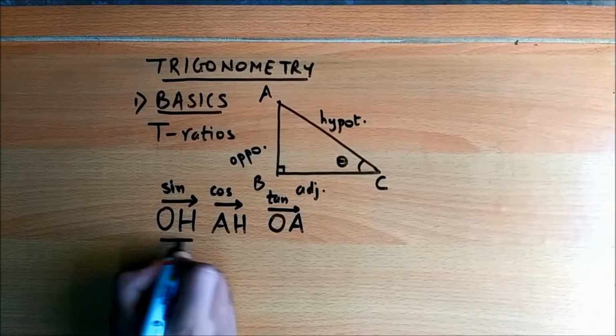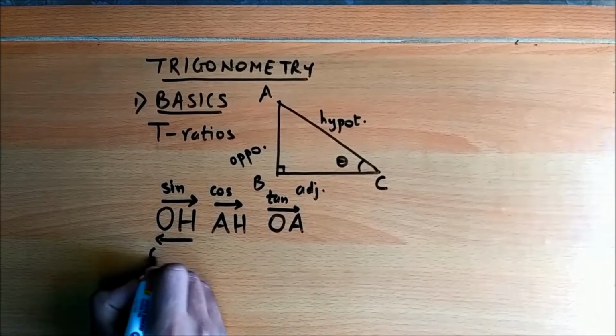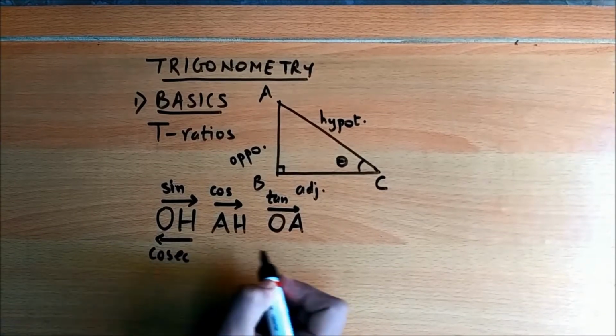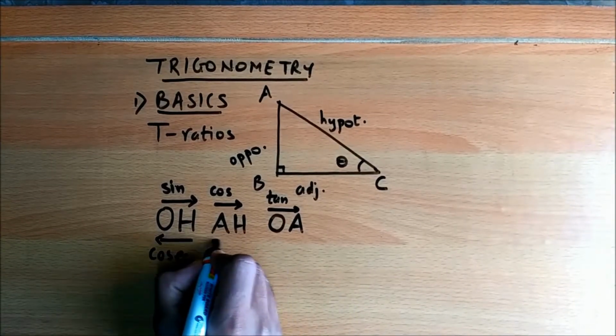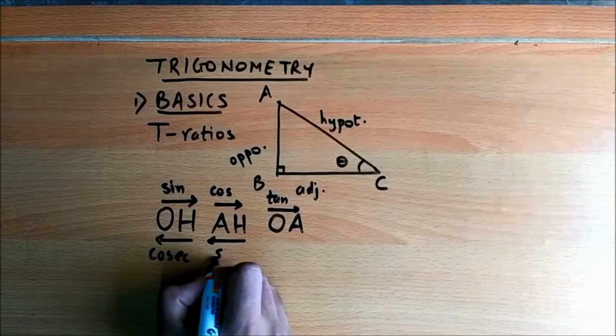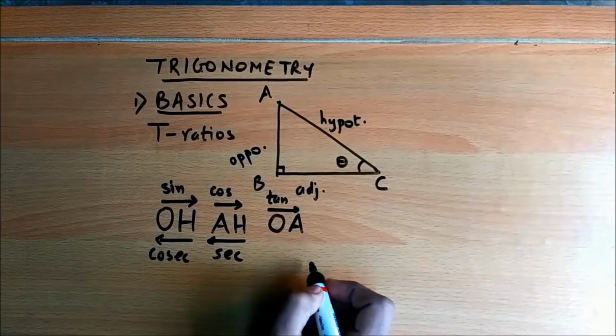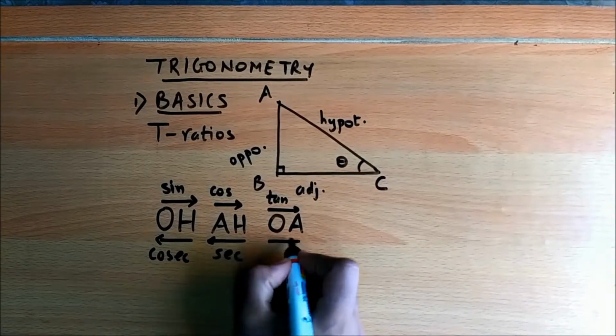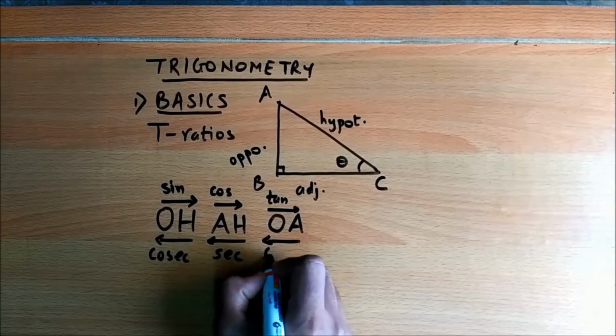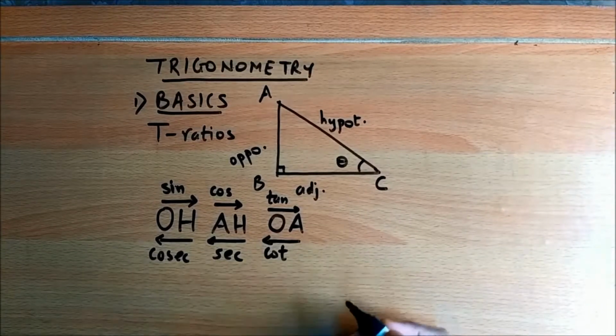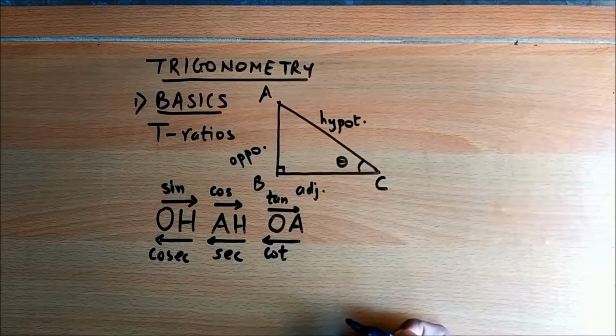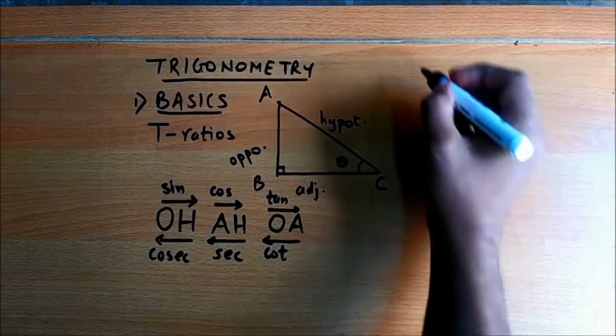Now we write the reciprocals. Yes, hypotenuse upon opposite is cosec. Next, hypotenuse upon adjacent is sec. And last, adjacent upon opposite is cot. So we have the 6 trigonometric ratios.